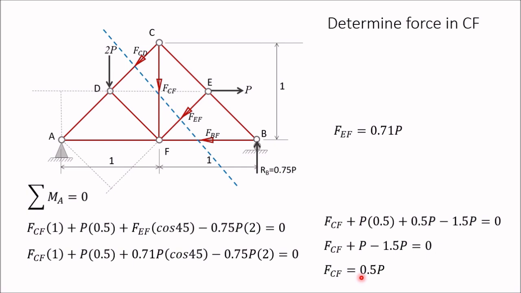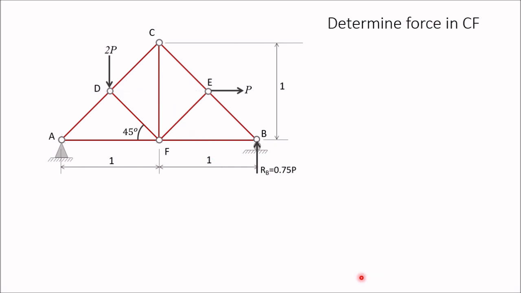Now there is another way you can determine it, which I feel is easier than this. In the second case, first we will cut the section in this manner. Already we have determined this reaction, and we take moment about F. So I have shown all these forces, considering the right part of the section. Take moment about F and determine FCD. So sigma MF is equal to 0. The moments of FCF, FEF and FBF will be 0. You have to calculate the moment of FCD, P and RB.